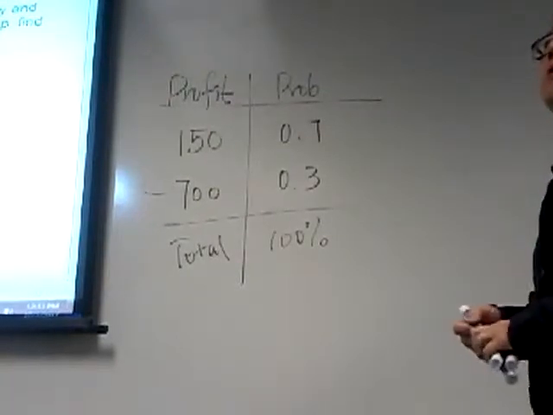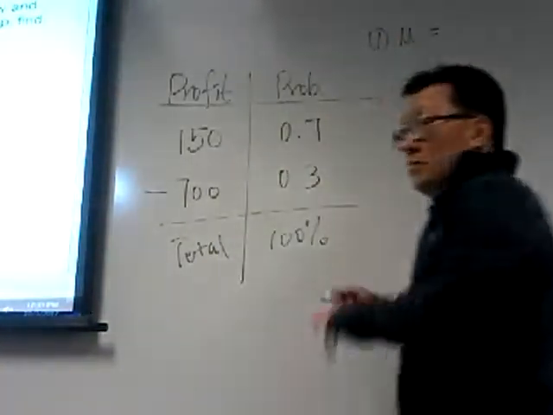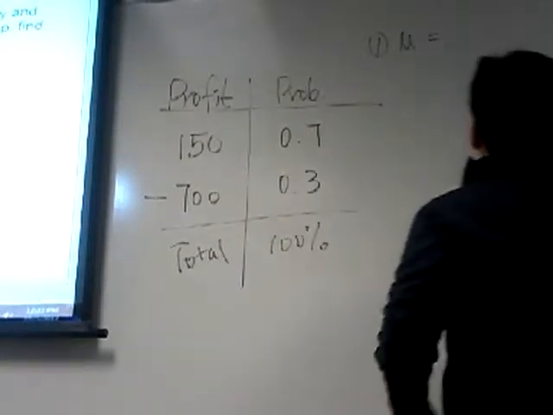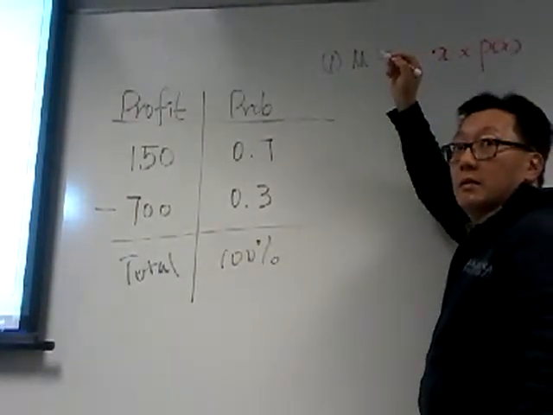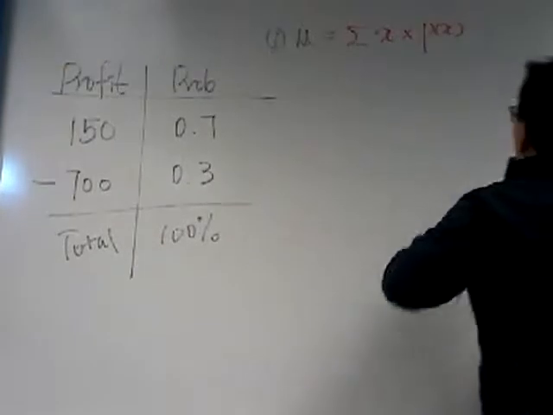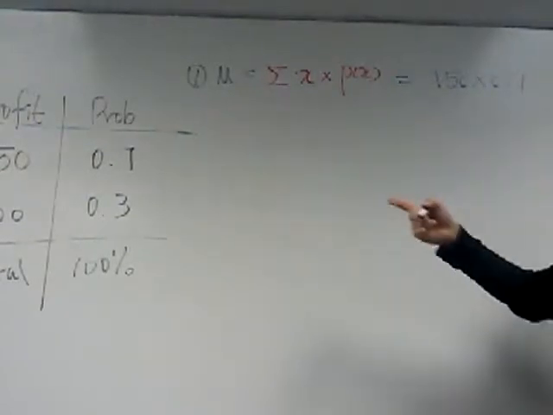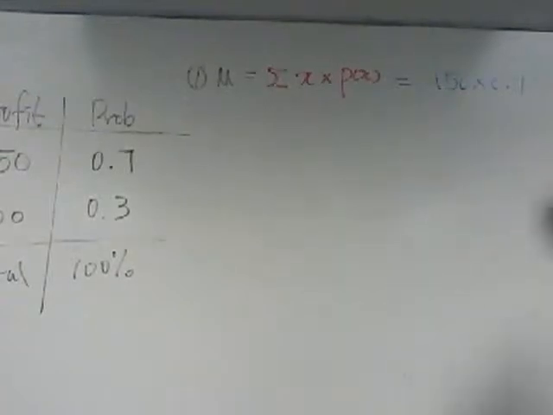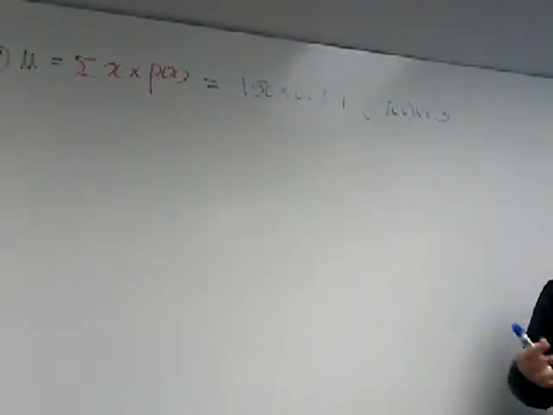In step number 1, we need the expectation. We need a mean. How? Take the value times the probability and then add them up. Take the sum. So now I can take 150 times 0.7. There's a negative sign, please keep it, right? It's negative 700 times 0.3. And then take the sum. The minus sign in front of 700 will make it a subtraction.